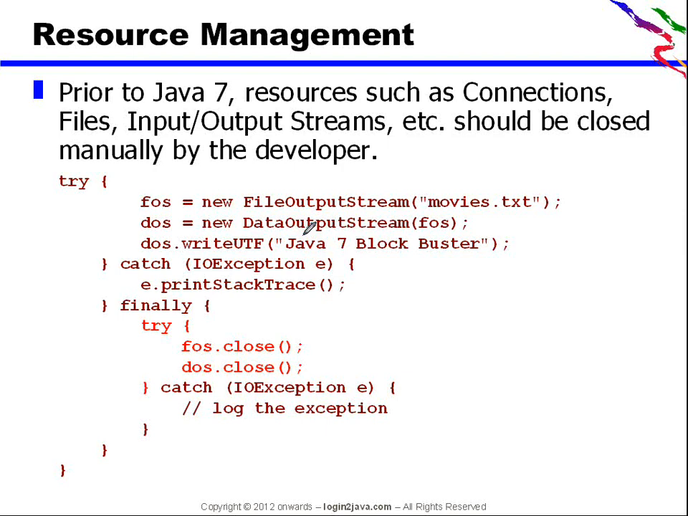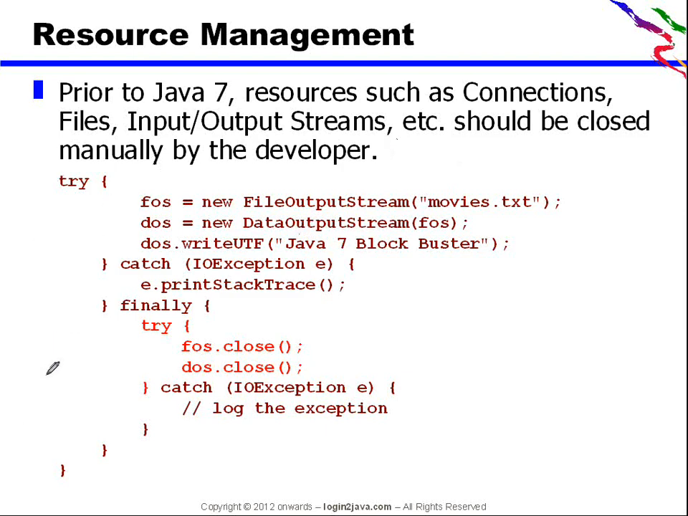Okay. Resource manager. This is another very beautiful feature that has come into Java 7. Prior to Java 7, resources such as connections, files, input-output streams, even your socket connections, etc. should be closed manually by the developer. A simple example code, just go through it.